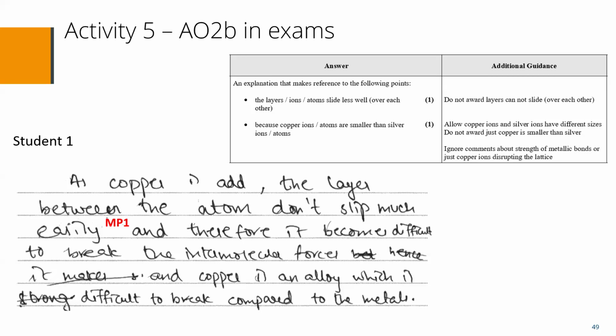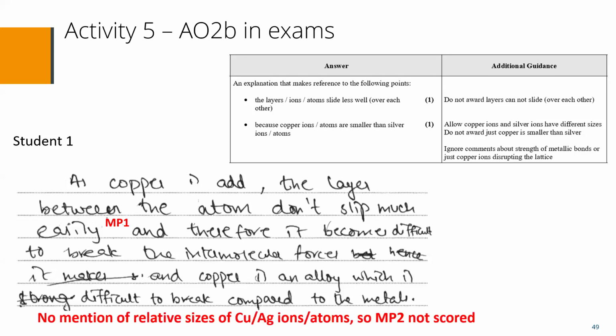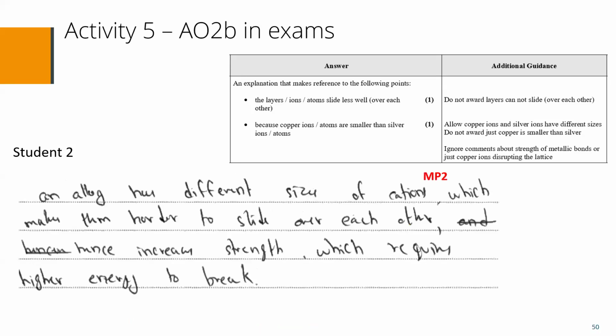I can't see any mention there of relative sizes of copper and silver atoms or ions, so I don't think MP2 scores there. Therefore, I'm only going to give it 1 mark. So I hope that answers the question that I constantly get asked: do we penalise poor English? No, providing the chemistry makes sense. It's as simple as that. Okay, there's the second one.